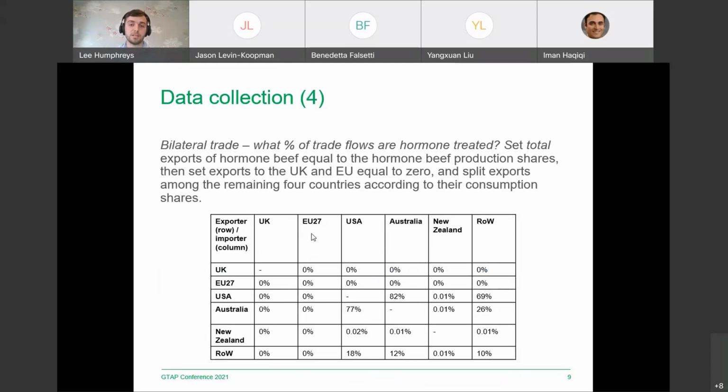We also need to split bilateral trade. So I've got data here for the percentage of trade flows that are hormone treated. Again, this is really hard data to come by, but what I've done is set total exports of hormone beef equal to the hormone beef production shares, and then set exports to the UK and EU equal to zero because the hormones are banned, and then split exports among the remaining four countries according to their consumption shares. This is an example here. Again, this is very much a work in progress. These numbers are best estimates at the moment, and if anybody knows anything better, it would be really appreciated. But this is what we use for now.